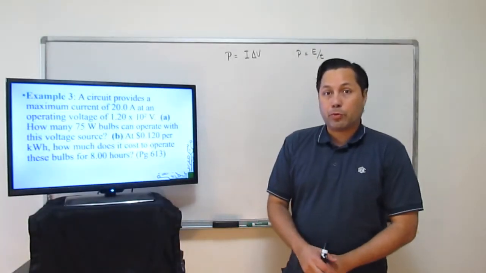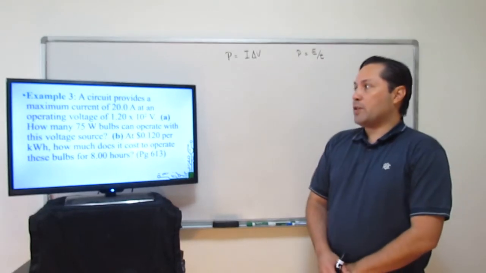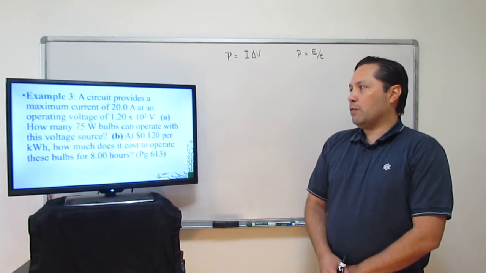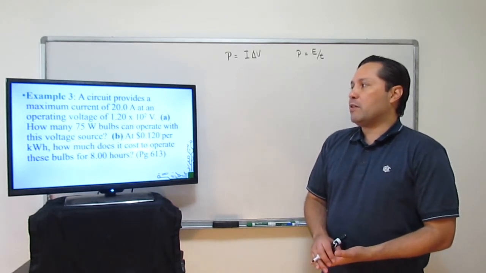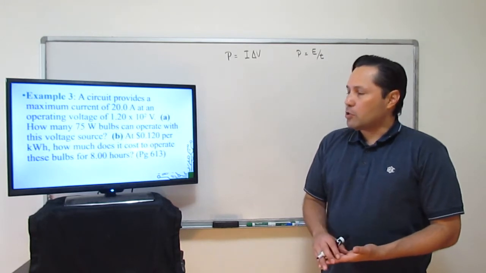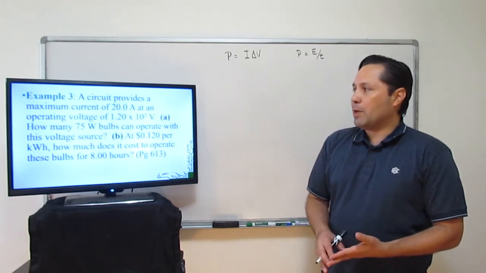Let's take a look at example 3. Here we ask, a circuit provides a maximum current of 12 amps at an operating voltage of 120 volts. In part A, they ask how many 75 watt bulbs can operate with this voltage source. So let's take a look at part A, how many bulbs will be able to operate.